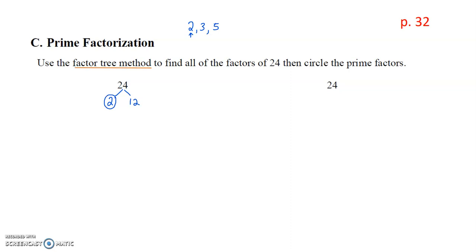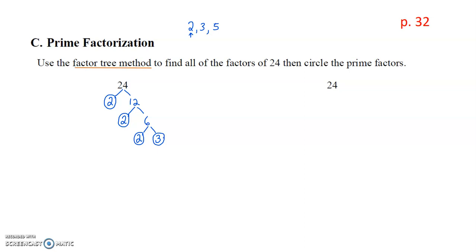Now I've broken the 24 down to a 12. I'm going to repeat asking myself, is this number divisible by 2? And it is again. 2 times 6 makes 12. And I keep going. Is 6 divisible by 2? It is. 2 times 3 is 6. And 3 is also a prime number. So I'm done now.